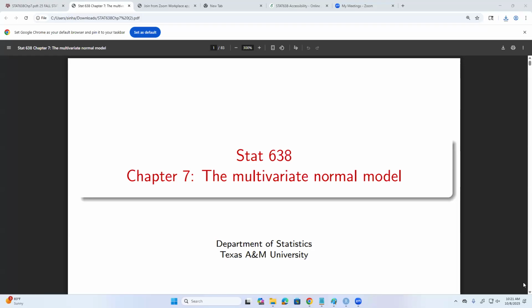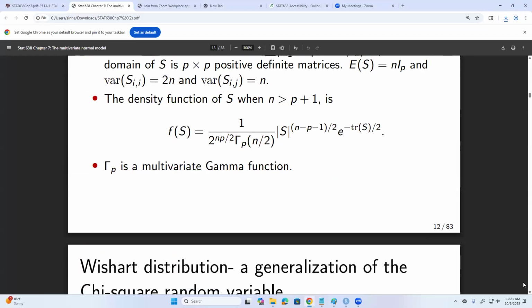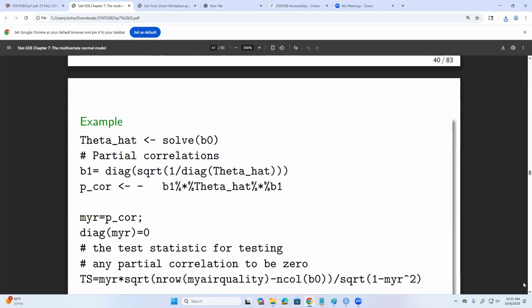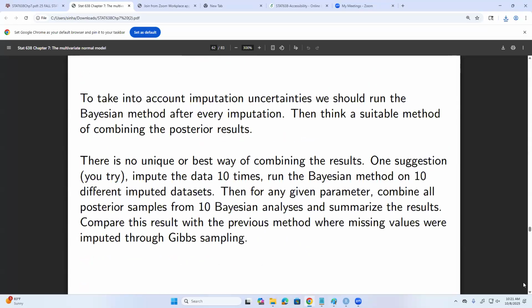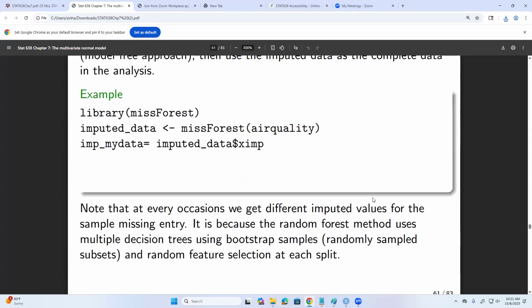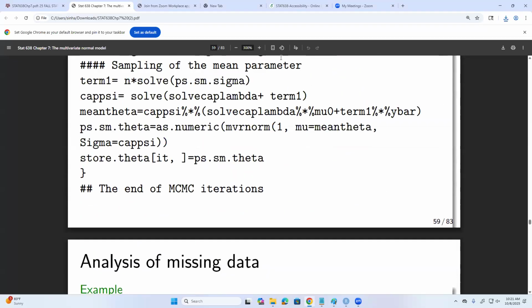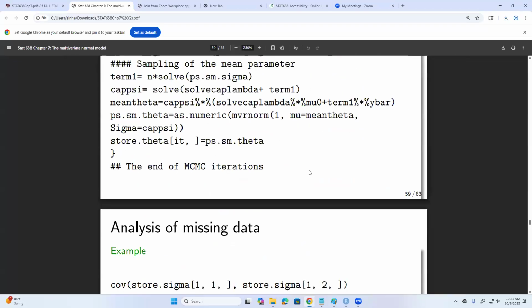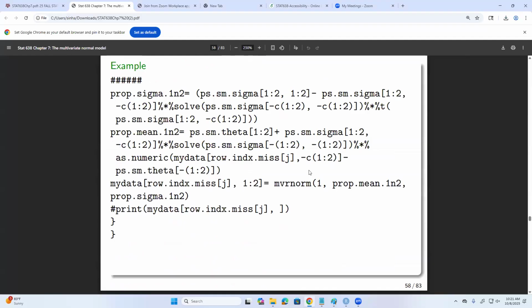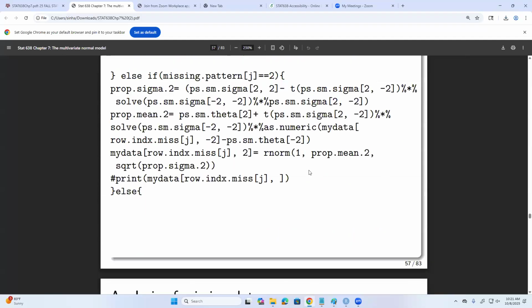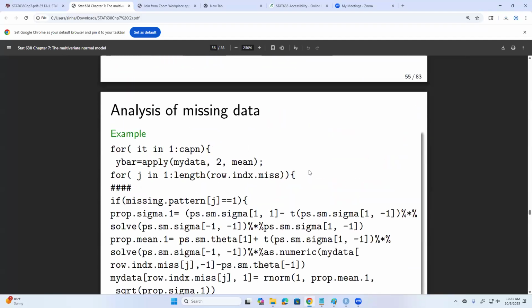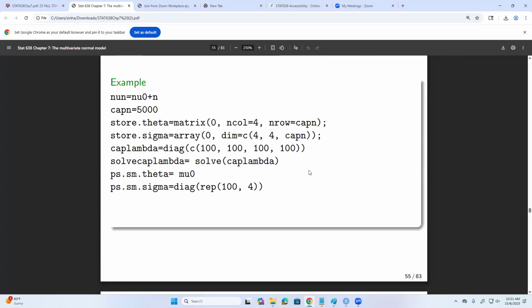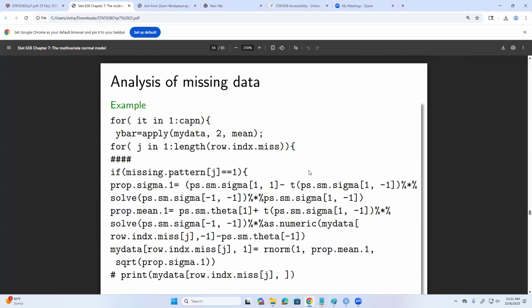So in the last lecture, I suggested you run this missing data code and see how it is working, how long it takes on your computer. And many of you have done it already, which is good. And now I'm receiving feedback from you.